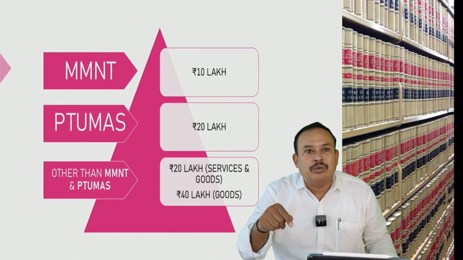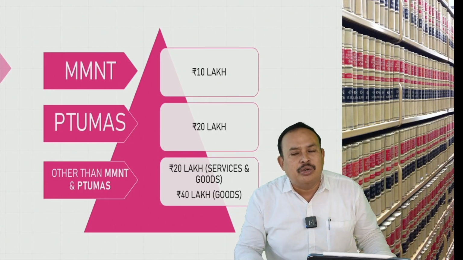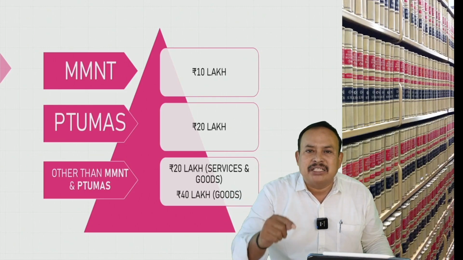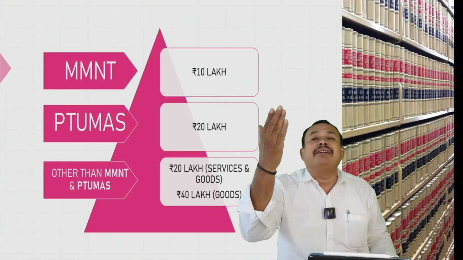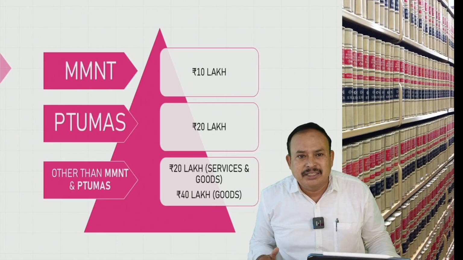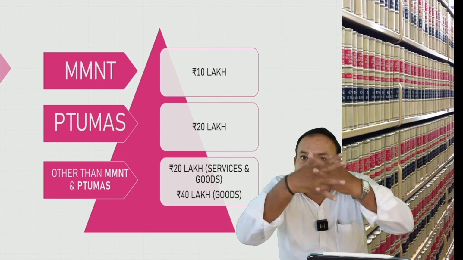Now, in the state of Tamil Nadu, my turnover is 12 lakhs. In the state of Pondicherry, turnover is, let us say, 15 lakhs. 12 lakhs and 15 lakhs together?